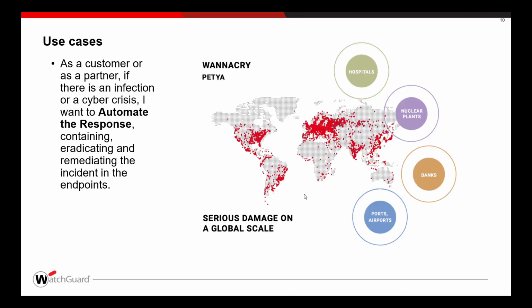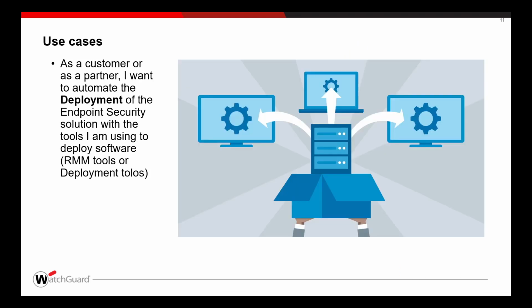With the API, it will also be possible to automate actions in response to an infection or a cyber crisis situation. The API will allow you to change configurations, run scans, isolate machines, etc. One of the most costly operations is the deployment. Thanks to the API, the deployment can be automated, saving a lot of time and ensuring that the security is deployed in all the laptops, computers, and servers of the organization.